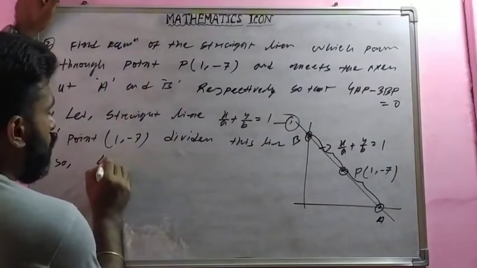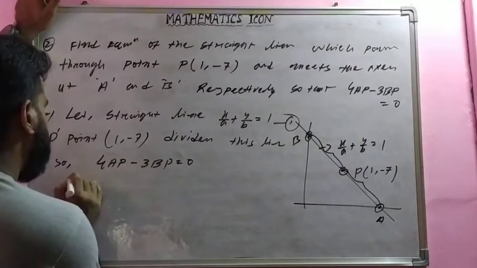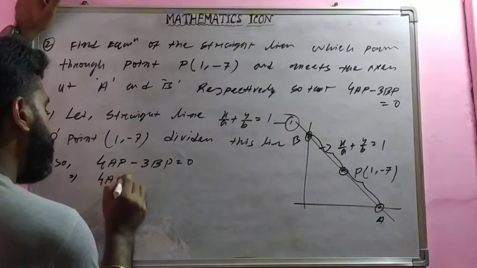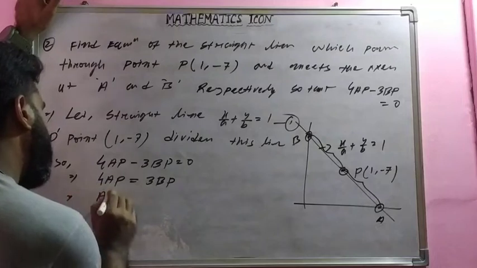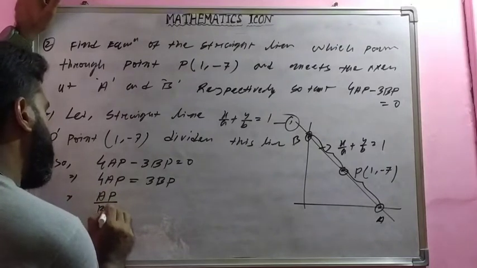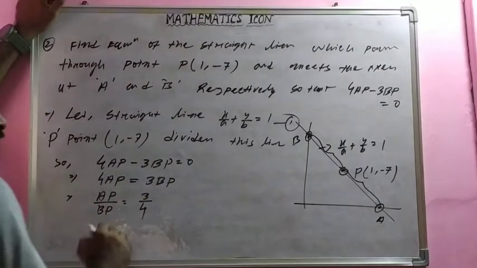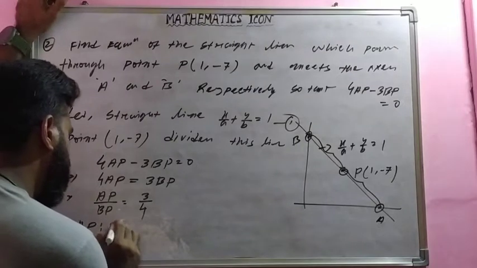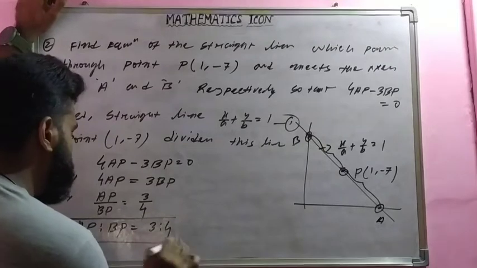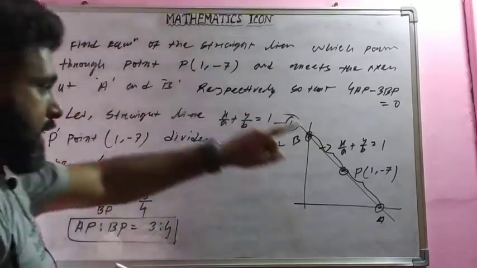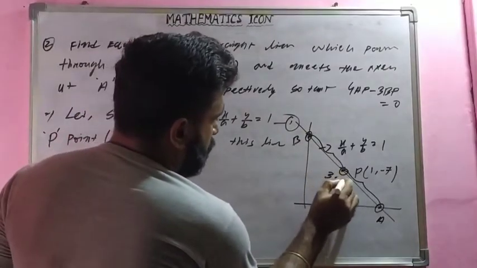So 4AP minus 3BP equals to 0. So from here you can write 4AP equals to 3BP. So that means AP by BP, what can we write? 3 by 4, can we write that or not? So AP is to BP is 3:4. So you have got the ratio here. So that means this point P divides this line in the ratio 3:4.